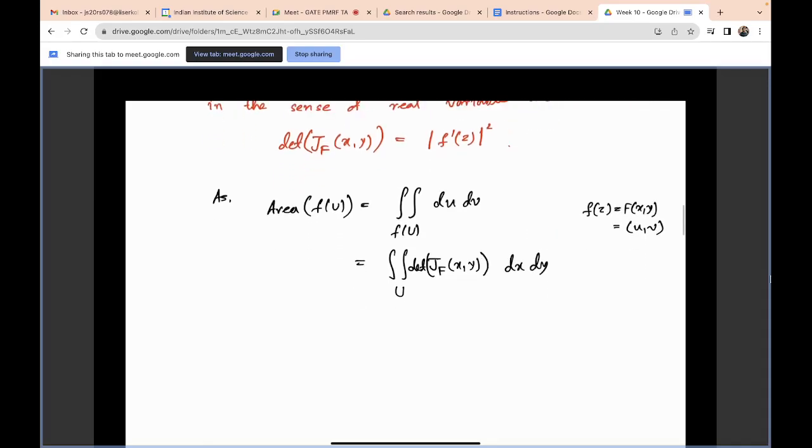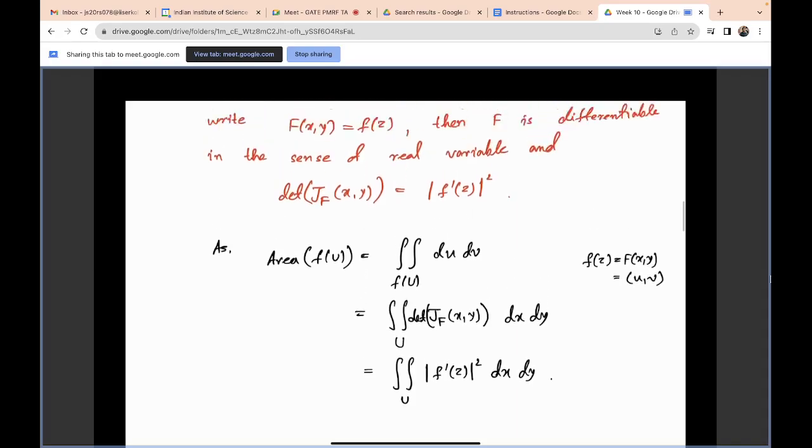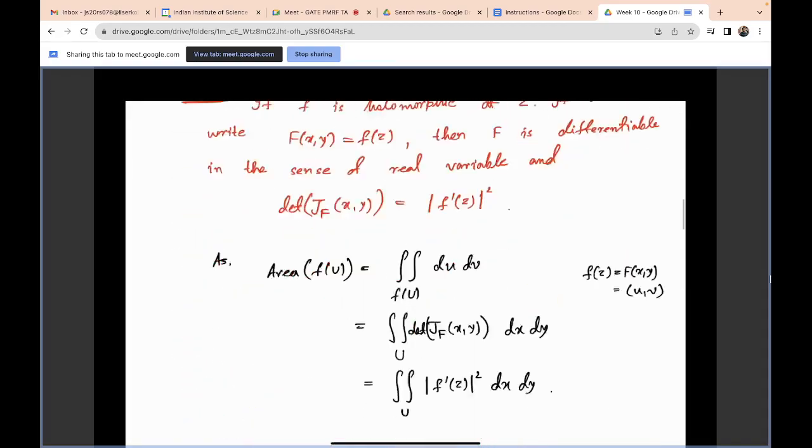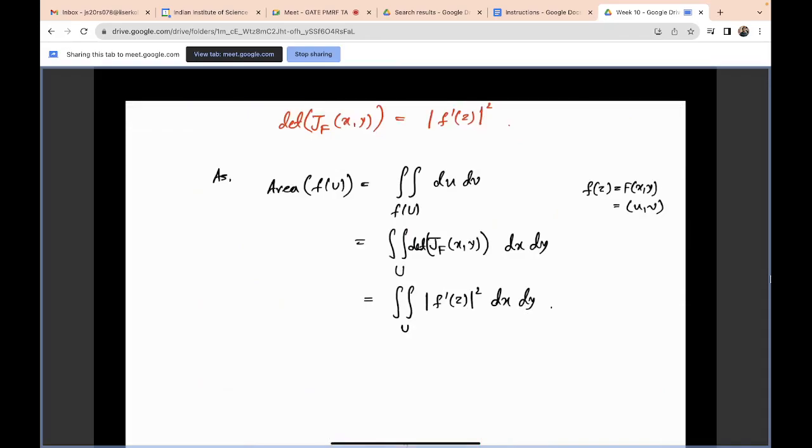And what is this Jacobian determinant? By the above result, this Jacobian determinant is mod of f dash z whole square dx dy. So this is the area. Whenever f is conformal, this is the area. You can use this one or anything, whatever you want. If you are viewing f as a real variable function, then you can use this formula. If you are viewing f as a complex variable function, then you can use this one, right?